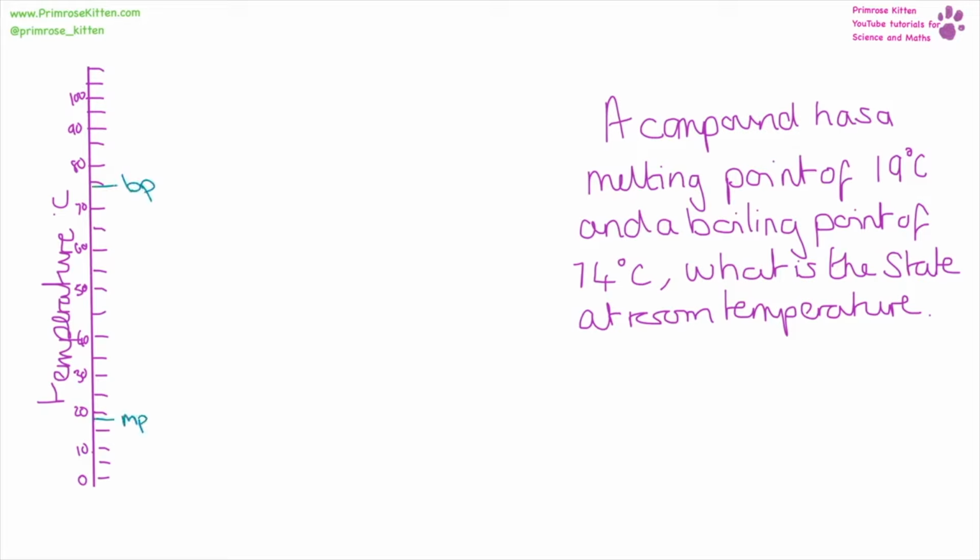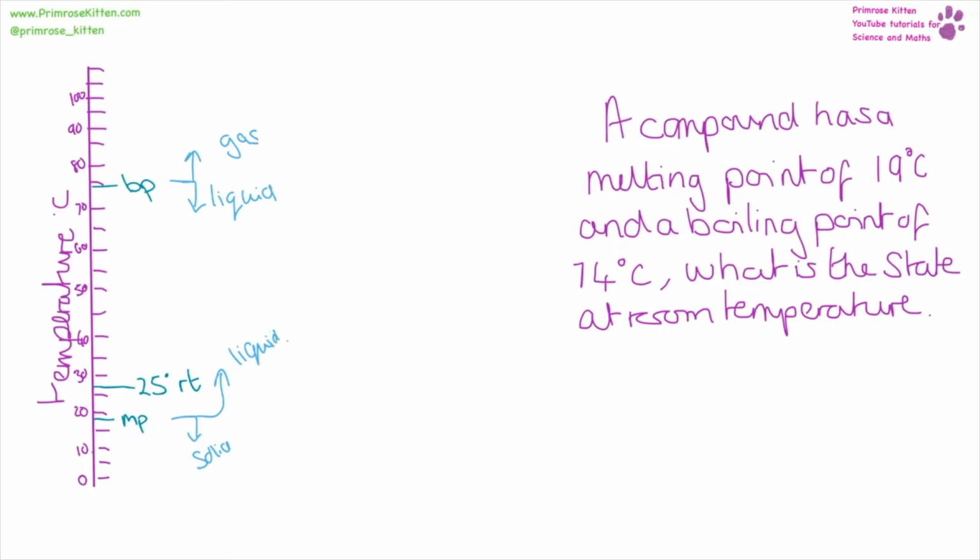Boiling point, what is the state at room temperature? Room temperature is about 27. So when it boils, it turns from a liquid into a gas. So above there, it is going to be a gas, and below there it is going to be a liquid. Melting point, we're turning from a solid, so this way is going to be a solid, and above there is going to be a liquid. So at room temperature it's going to be a liquid.